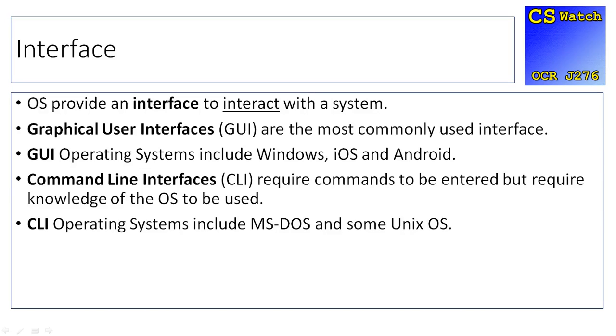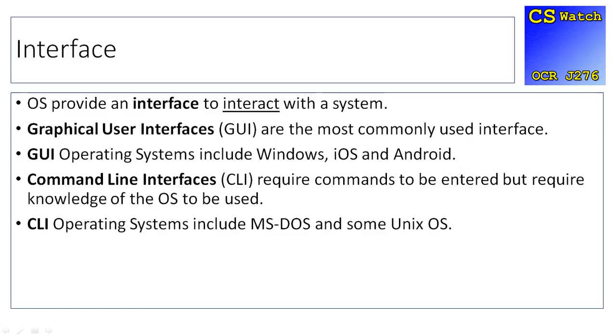Another thing an operating system allows you is an interface, a way to interact with the system. There's two sorts of interfaces you need to know about. Graphical User Interface, or GUI, are the most commonly used interface on computers, on tablets, on mobile phones. It's a nice graphical way to look at things. You can have icons, you've got windows, you've got things you can click on and tap on and drag all over the place. They're easy ones to use.